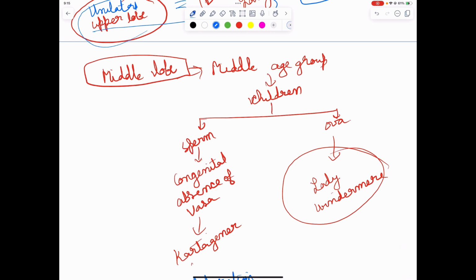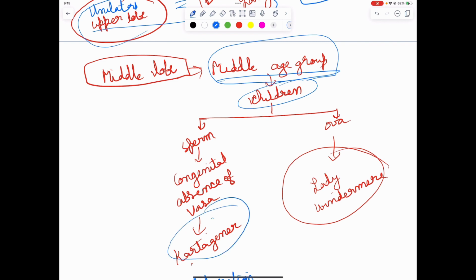Middle lobe is referring to the capacity to reproduce, especially in the middle age group. Now we want children. For children, you require the sperm and ova. Sperm is absent because of congenital absence of vas deferens. So Kartagener's syndrome, they cause bronchiectasis basically by primary ciliary dyskinesia.